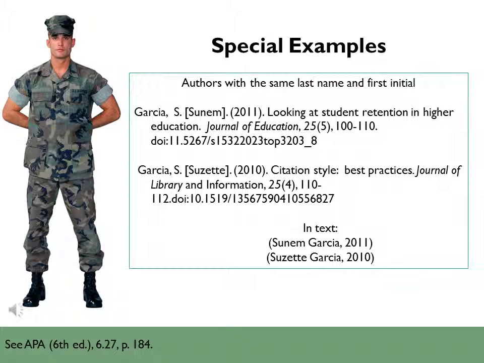And in the second example, you have Suzette as S. Garcia. And then within the text, how do you differentiate? How do you know which S. Garcia is being cited? Well, you'd actually put the first name and then the last name, comma, and the year in the parenthetical citation. And that would indicate to the reader which Garcia you're referring to.